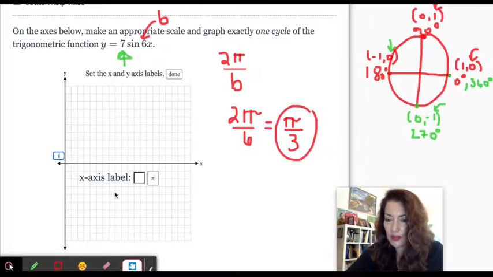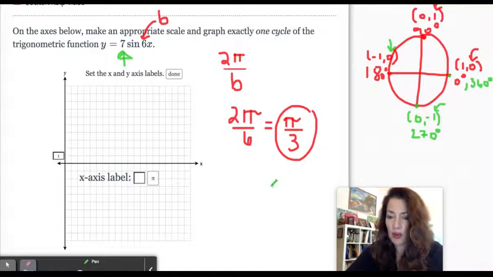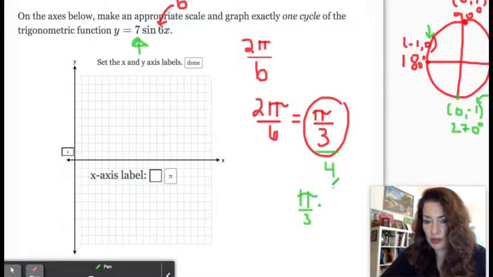And now how do we label the x-axis? Well, because we're going through one cycle, we go to 4 main points. I want to divide my period by 4. So we're going to take pi over 3 and divide it by 4. If we divide pi over 3 by 4, well, that's the same as pi over 3 times the reciprocal of 4, which is 1 over 4. So that means we are actually going to divide the graph and count by pi over 12.